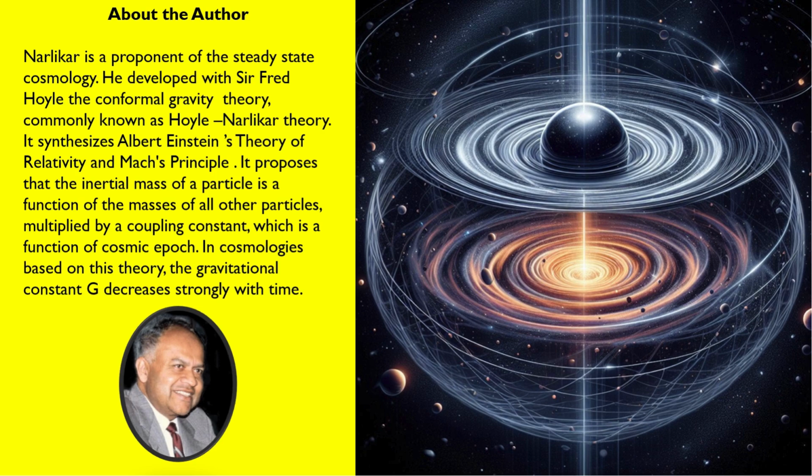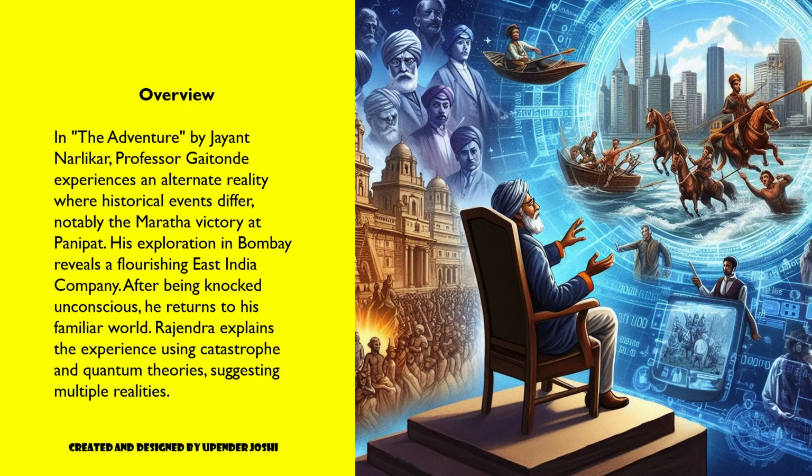So let us know what this chapter is about. In The Adventure by Jayant Narlikar, Professor Gaitonde experiences an alternate reality where historical events differ, notably the Maratha victory at Panipat. His exploration in Bombay reveals a flourishing East India Company. After being knocked unconscious, he returns to his familiar world. Rajendra explains the experience using catastrophe and quantum theories, suggesting multiple realities.